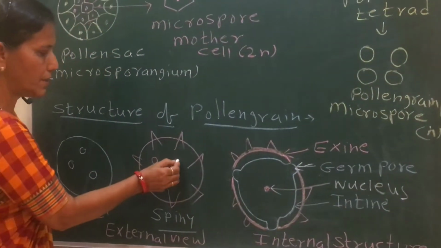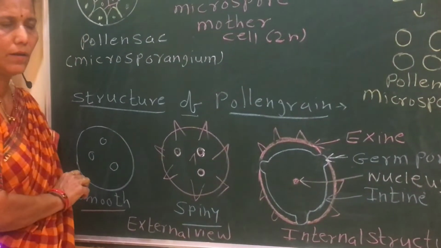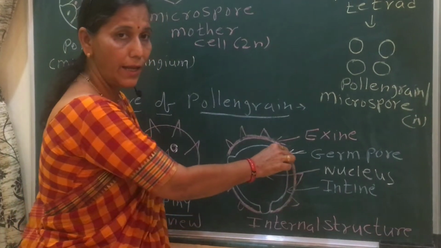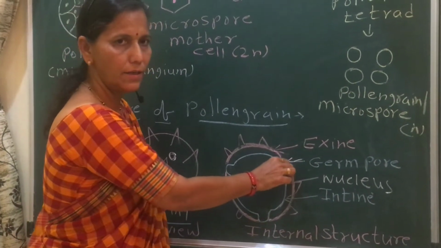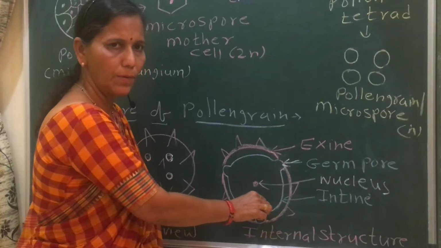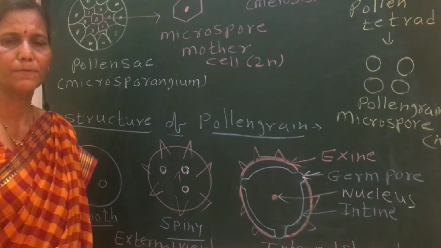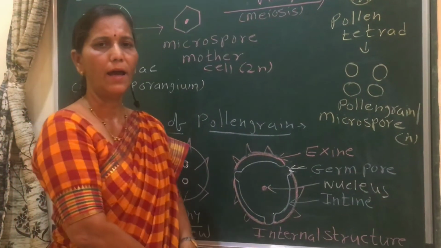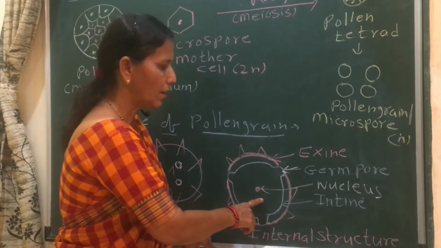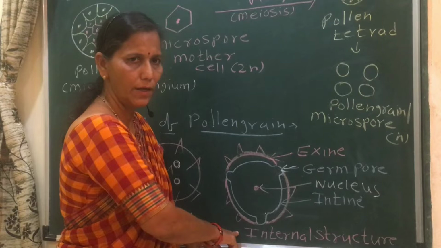Here they are also seen. These are the germ pores. Germ pores are the area where exine is absent. Only intine is there. Intine is the second layer of the pollen grain, which is thin and which is made up of 2 substances, that is pectin and cellulose. This is the internal structure of the pollen grain.